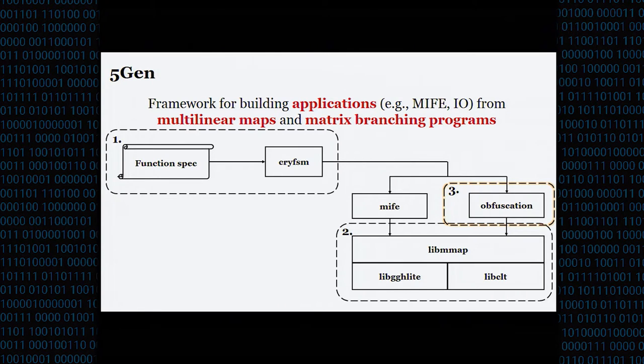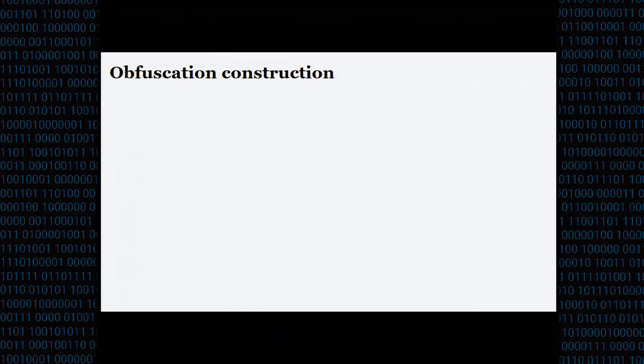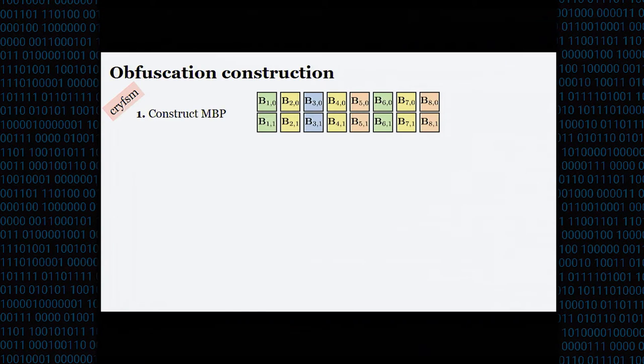Okay, so now let me describe how we can combine these two tools that we've built to build an obfuscator. So the basic construction is fairly straightforward. So we begin by using cryfsm to compile the function we want to obfuscate into a matrix branching program.